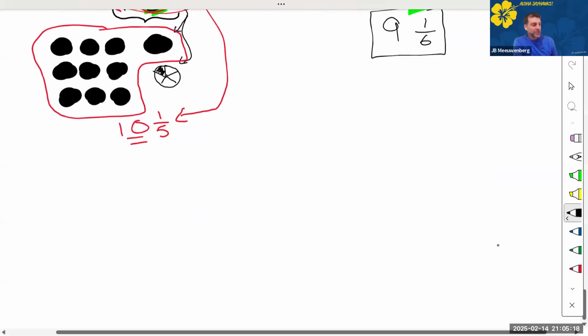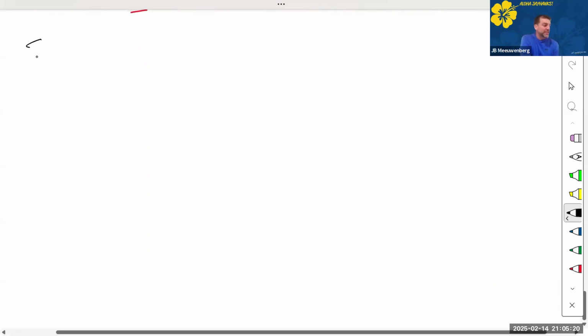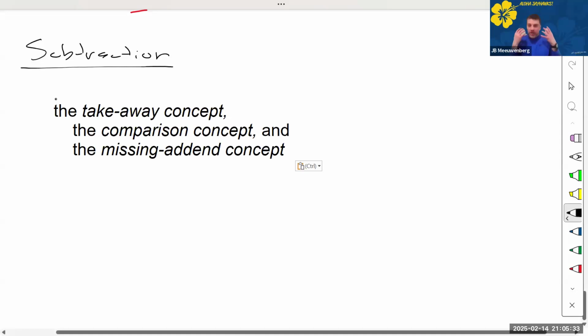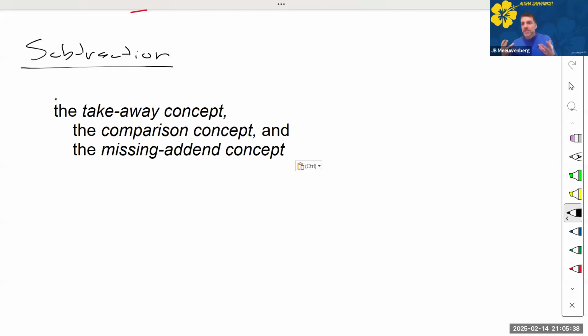Let's move on to talk about subtraction now. Subtraction is very similar. But it's also important that we keep in mind some of the principles that we learned back in the whole number chapter when we talked about subtraction. We learned that there were 3 different concepts for subtraction, 3 different ways we could view it. One, the takeaway, one is the comparison concept, and one is the missing addend concept. So we're going to keep those in mind as we go through these as well.